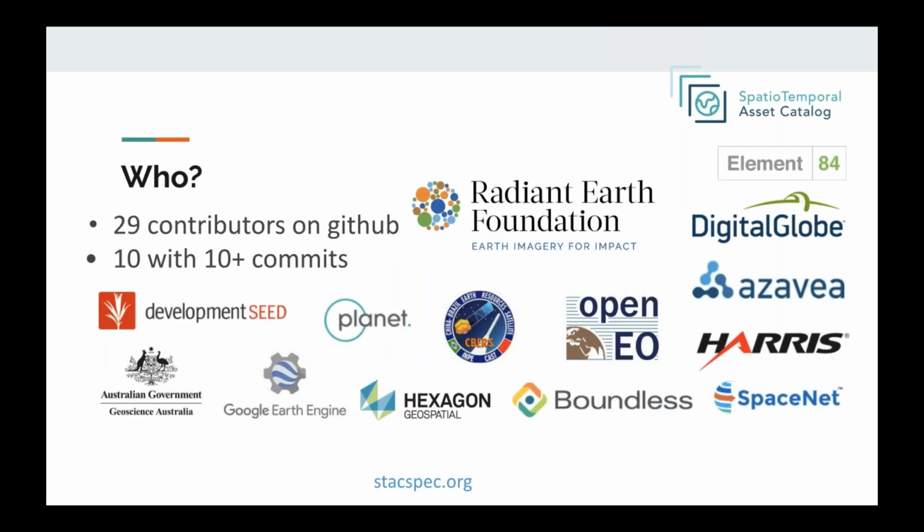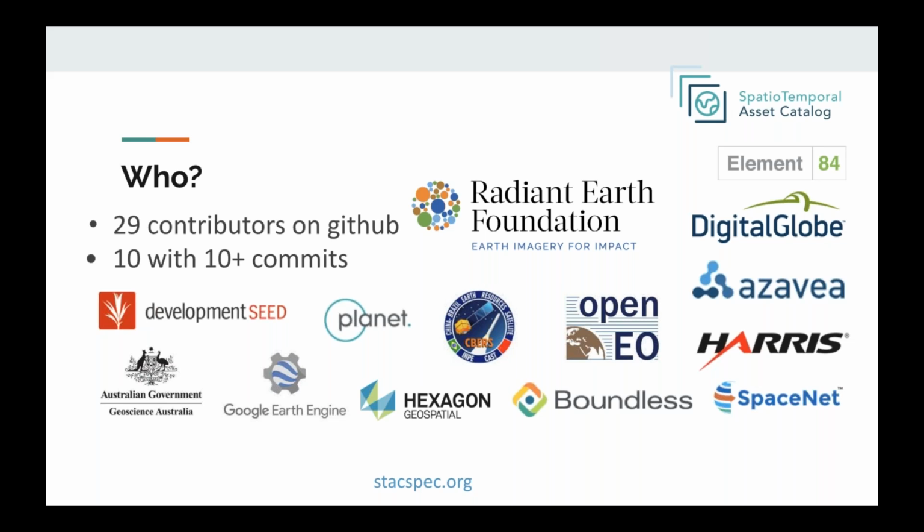So who's involved in this? It's actually quite a few different, diverse companies, and indeed I really wanted a lot of the vendor side of things to start. So DigitalGlobe and Planet on the data side, Development Seed, Earth Engine, Boundless, Hexagon, Pixia on the software side, Harris, and then governments as well, so we have this broad swath of people. And we've got 29 people who've contributed on GitHub.